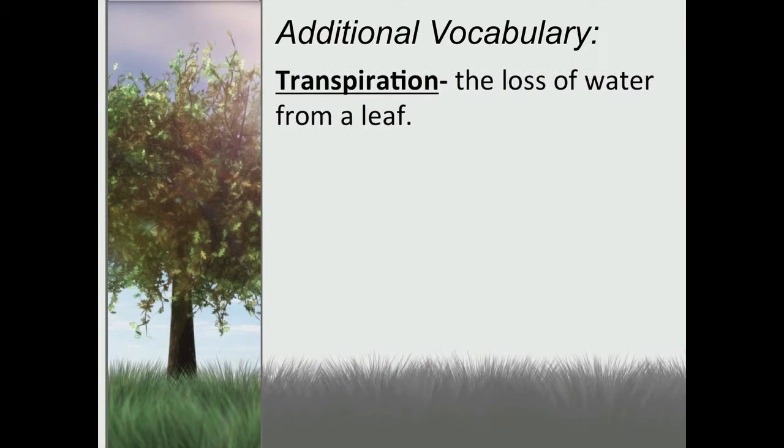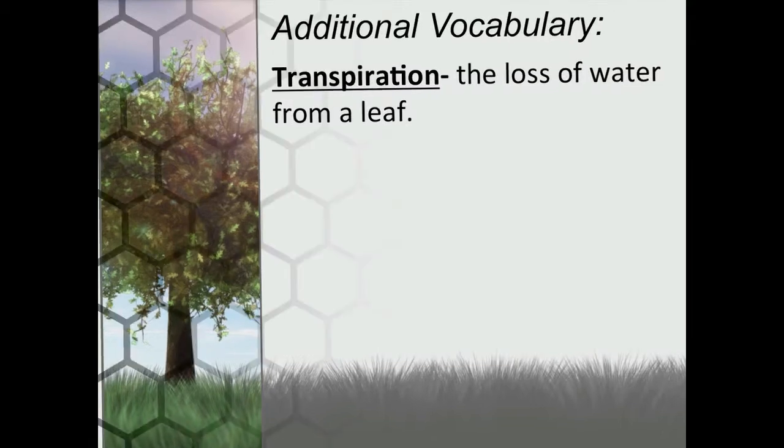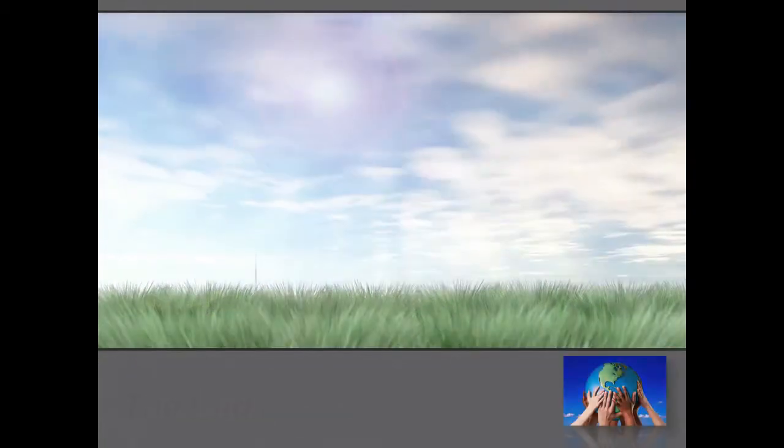And last but not least, transpiration. Remember we talked about plants using the bathroom? All right, well, they use the bathroom at the bottom of the leaves. And this process is called transpiration, the loss of water from a leaf. Got it? And that's it. I hope I made that simple, but that's photosynthesis wrapped all up.